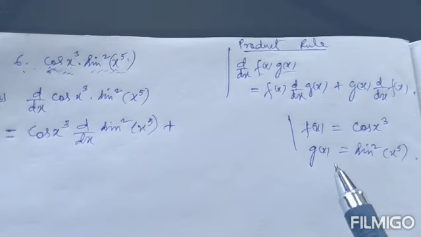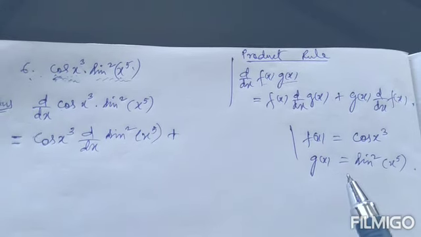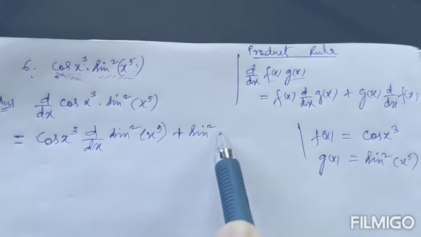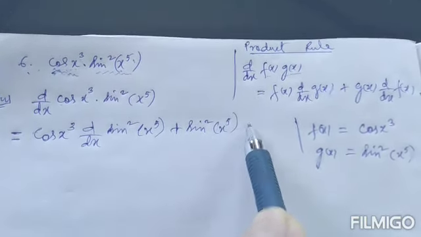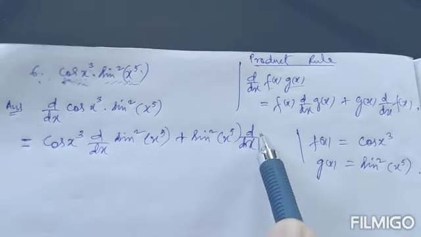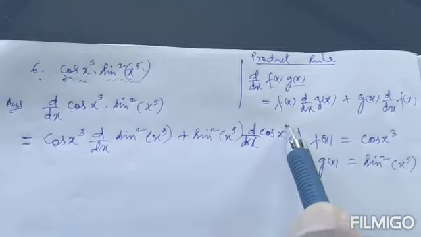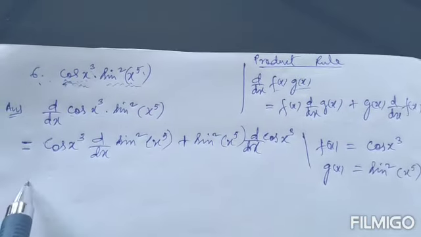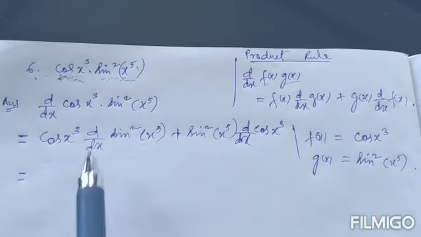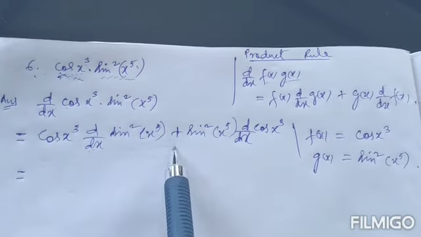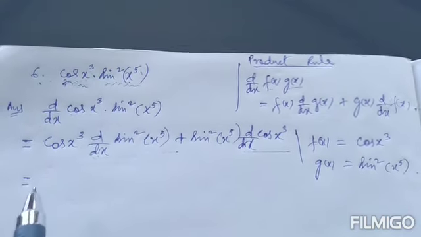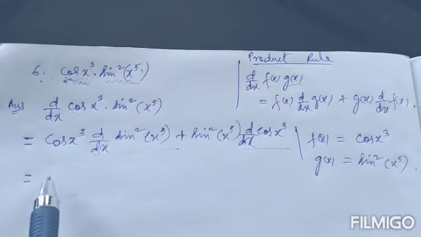Plus, now g(x) remains constant, that means g(x) will come now, sin square x power 5, then I have to differentiate f(x), that means cos of x cube. In the next line, what I have to differentiate is d by dx of sin square x power 5 and then d by dx of cos of x cube. Cos of x cube remains constant.